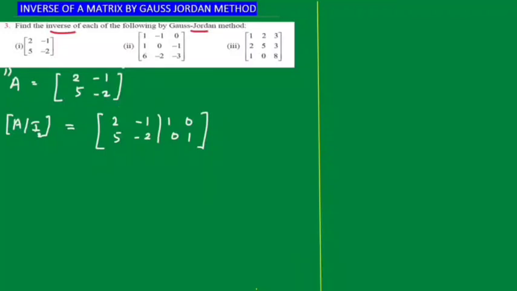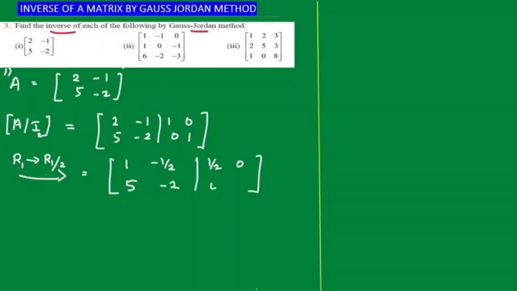So the first row, we know the first element is 2. So I divide the first row by 2. R1 changes to R1 by 2. Divide the elements of the first row by 2. We get 1, minus 1 by 2, 1 by 2 and 0. The second row elements remain the same.